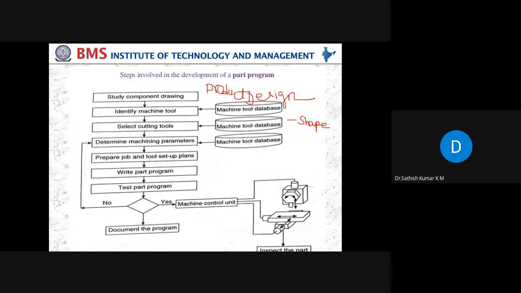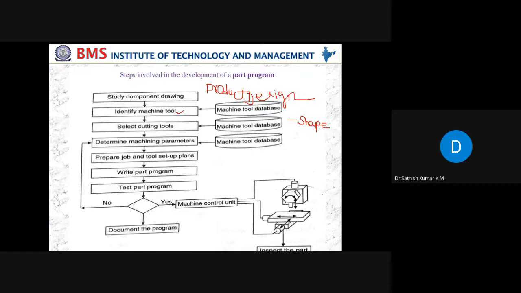Once you have studied the component drawing, you are going to identify the machine tool. Now the next thing is identification of the machine tool. In order to identify it, I have a machine tool database in my database. From the machine tool database, I will search so that I am able to choose the required machine tool.